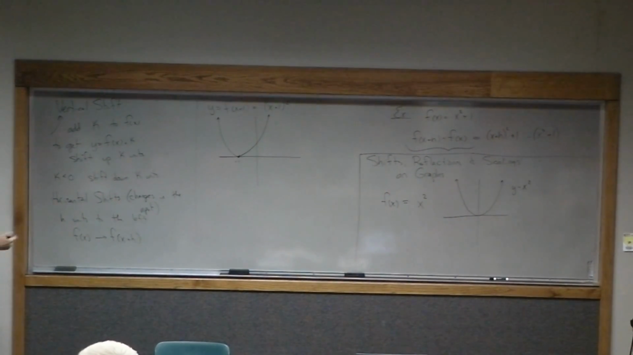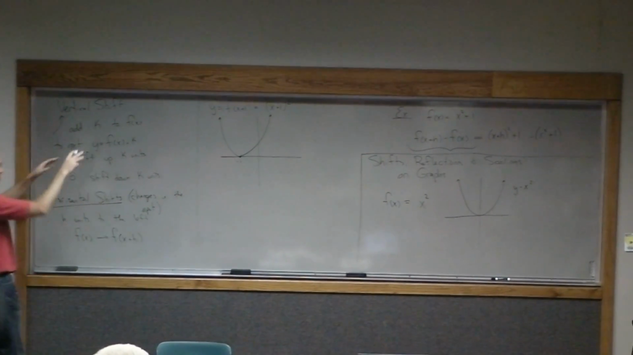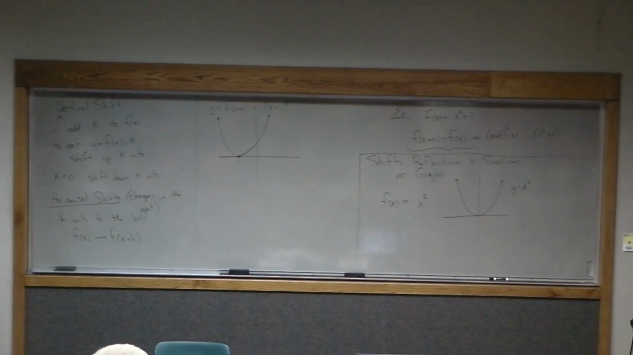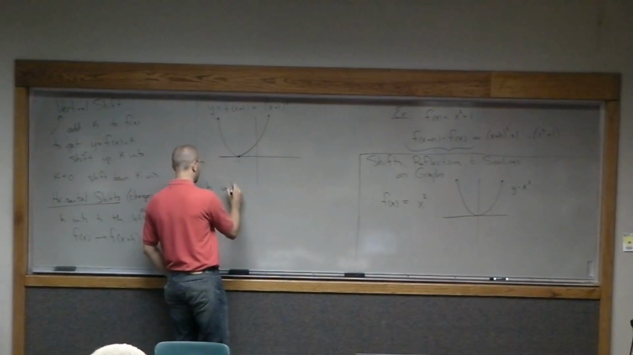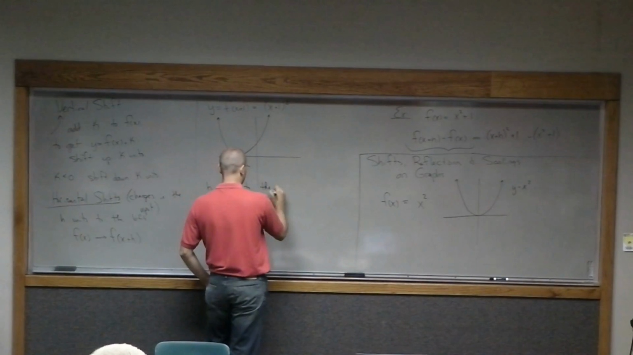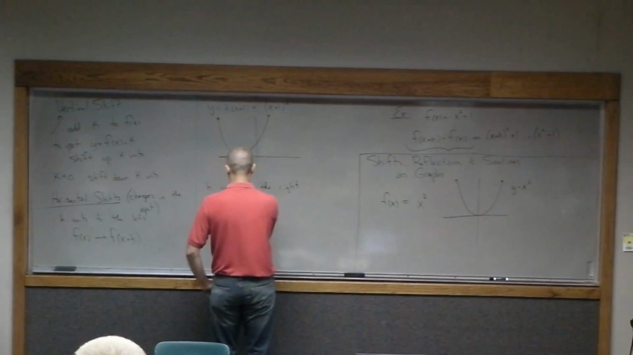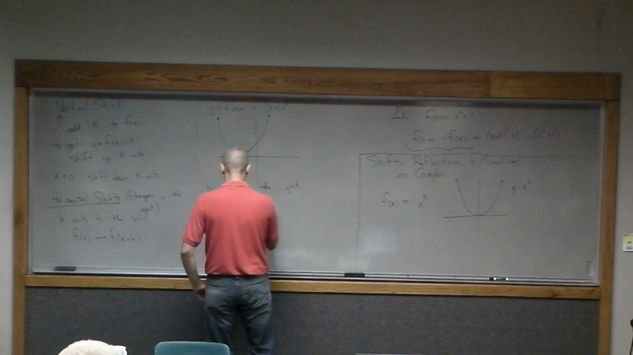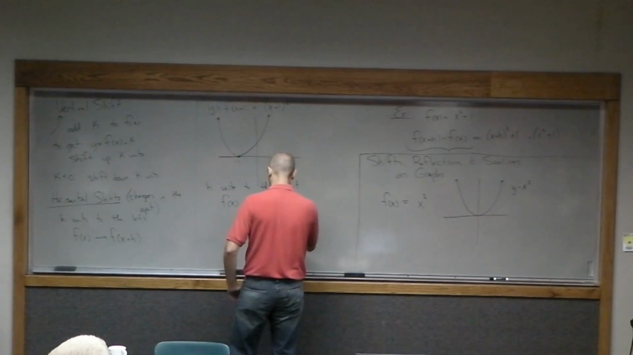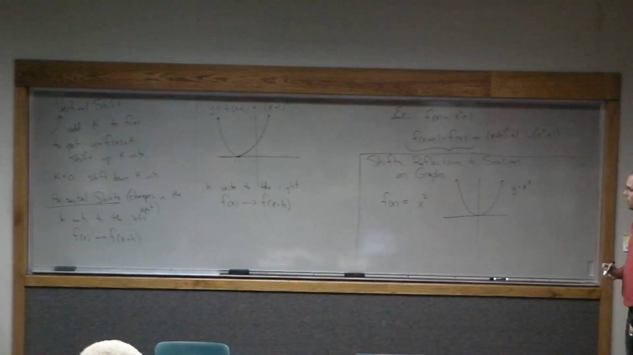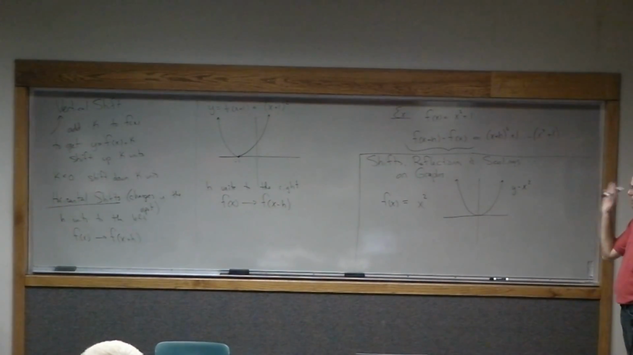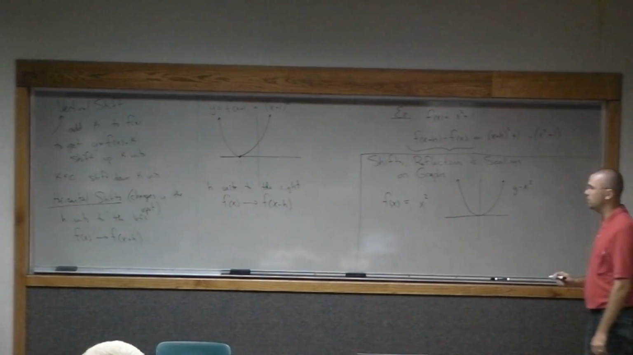So horizontal shifts, we're making changes to all of the x input values. We're moving them left or right, depending upon which way we want to go. So h units to the left, f of x plus h. If I wanted to go h units to the right, I take f of x and I replace it with f of x minus h. So that little change on the input side there is going to cause us to shift to the left and to the right.